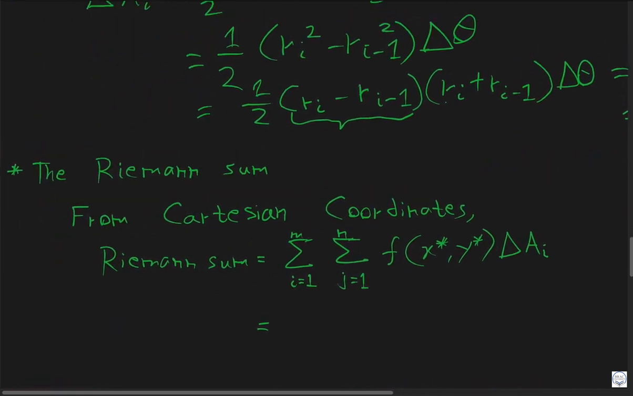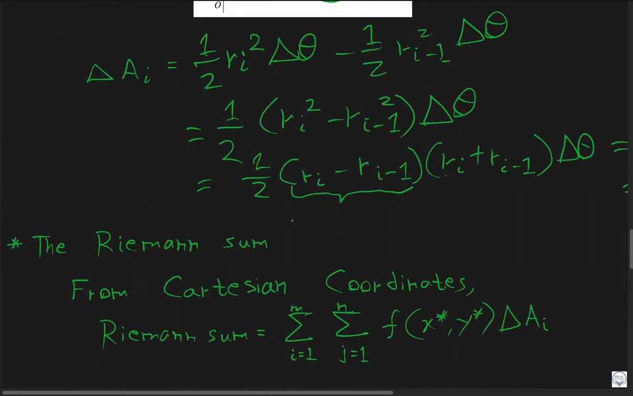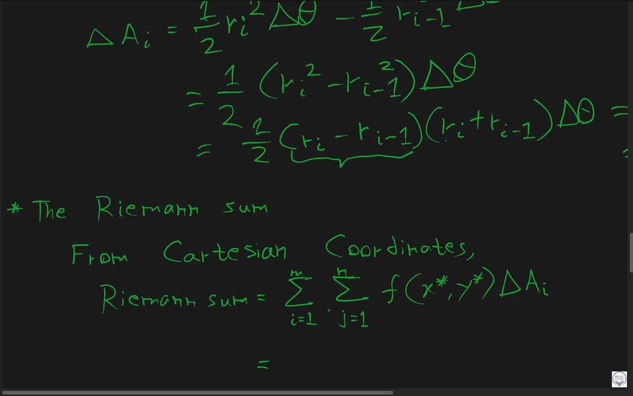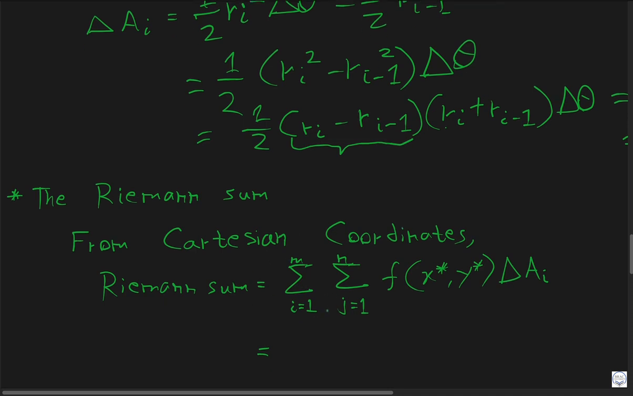So now what we do is find the Riemann sums, because we need to evaluate the double integral. The Riemann sum for Cartesian coordinates is similar. We'll just borrow it from our first lecture in this double integral.